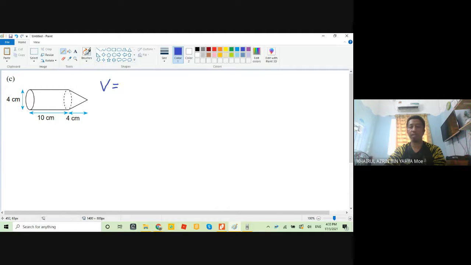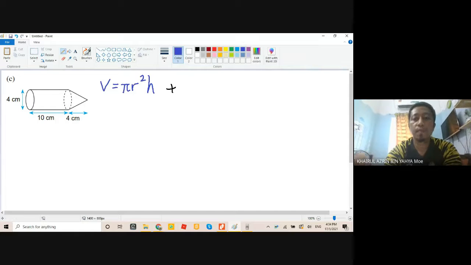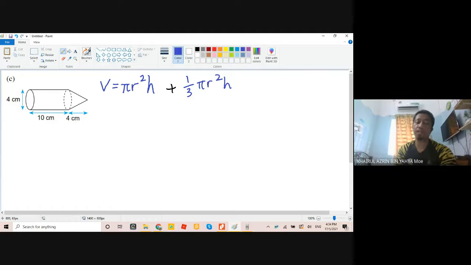So we have all the numbers here, we just write the formula. For the cylinder, pi r square times h. This is the volume of a cylinder. Plus the cone. Cone is 1/3, and then the base area pi r square. Actually, the base area for the cylinder and cone are the same. And then multiply with the height of the cone.